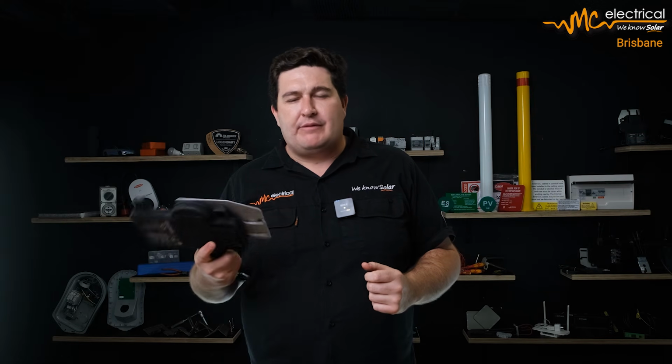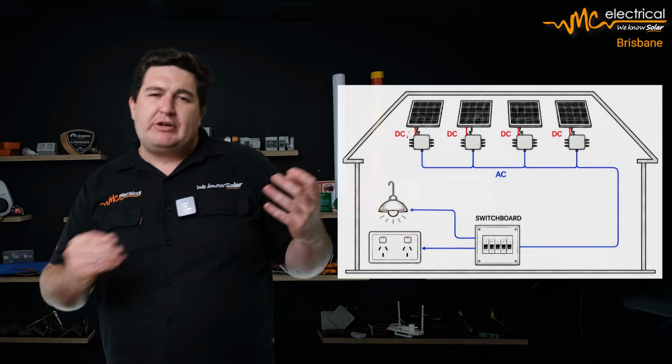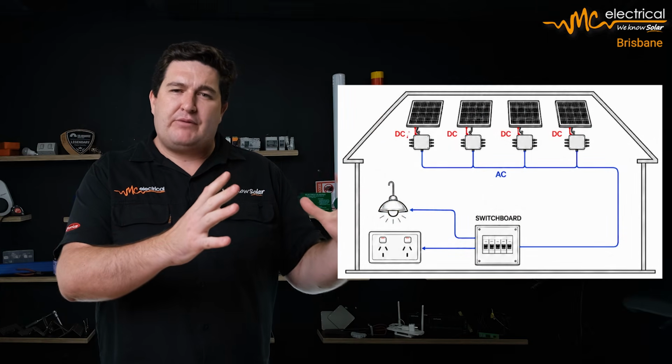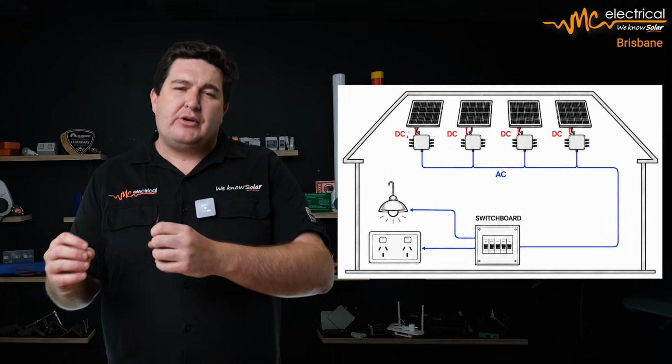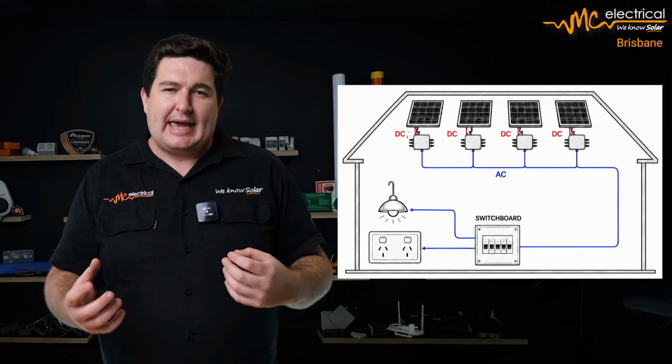Another form of inverter is something like a microinverter. So, for example, Enphase is an example of a microinverter. And the difference between a string inverter, where we have one big inverter for the whole array, is a microinverter: every single panel has its own little inverter doing that DC to AC conversion.